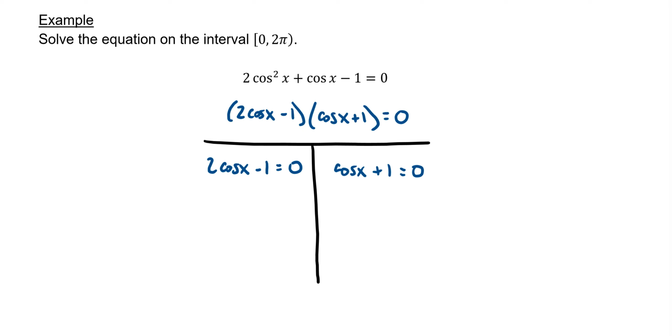And let's solve the one on the left first. So we need to solve for cosine. So we need to add 1 to both sides and then divide both sides by 2. So we end up getting cosine of x equals 1/2. So let's go ahead and draw the graph of cosine.